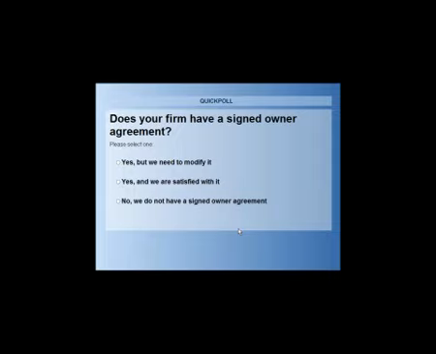Okay, our second polling question, does your firm have a signed owner agreement? As you can see, the choices there are yes, but we need to modify it, yes, and we're satisfied with it, or no, we do not have a signed owner agreement. This one's pretty straightforward. We'll leave it open for another 15, 20 seconds to give everyone a chance to record their answer. And again, just keep in mind that you do need to answer all 3 polling questions in order to receive your CPE credit today.